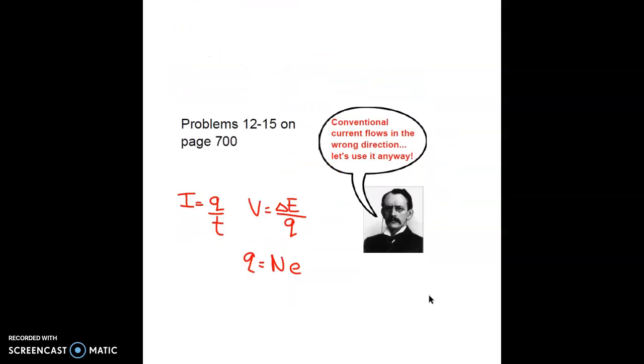For today, I'm only going to give you 3 problems. Hopefully an easy Friday for you. Problems 12 to 15 on page 700 in your book. These are the 3 formulas that you will need to have on your formula sheet for sure, and to be able to use in these questions today.